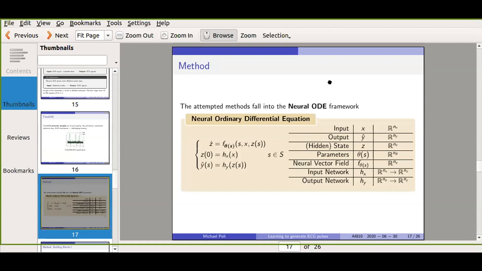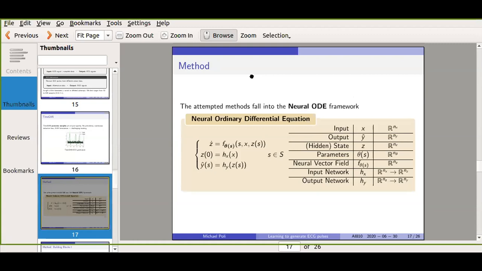I'll give you a few slides on a few components of our methodology, because it will become kind of a Frankenstein monster of a model with all the things. So at least you have an idea. If this is the first time you've seen neural ODEs, you might be confused, but I hope you can at least follow.